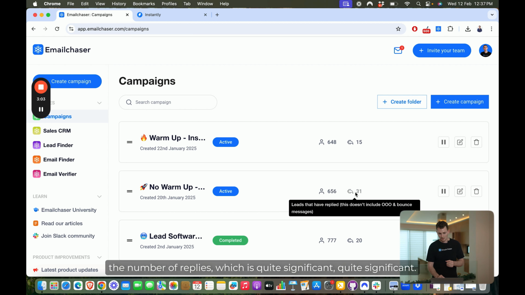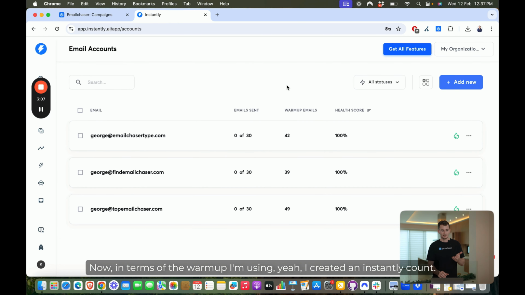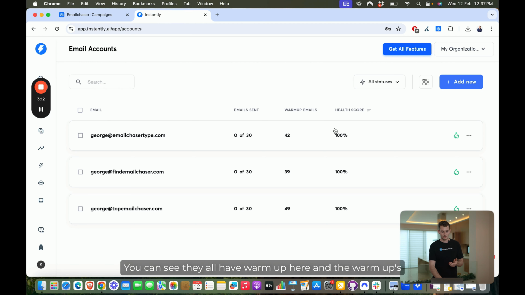I mean, the one with no warm-up has literally more than doubled the number of replies, which is quite significant. Now, in terms of the warm-up I'm using, I created an Instantly account. I connected these 3 email accounts to this Instantly account. You can see that they all have warm-up here, and the warm-up's activated and it's sending these fake emails every day.